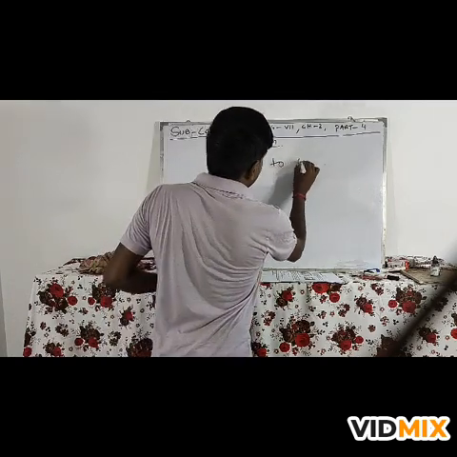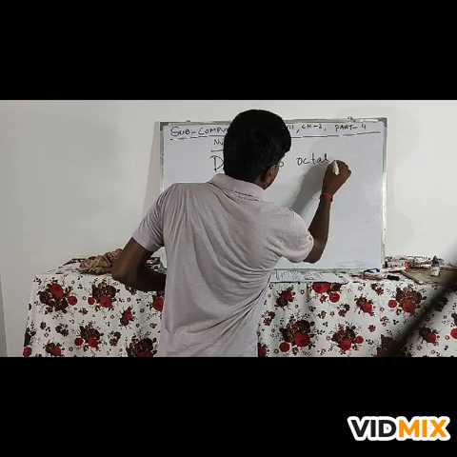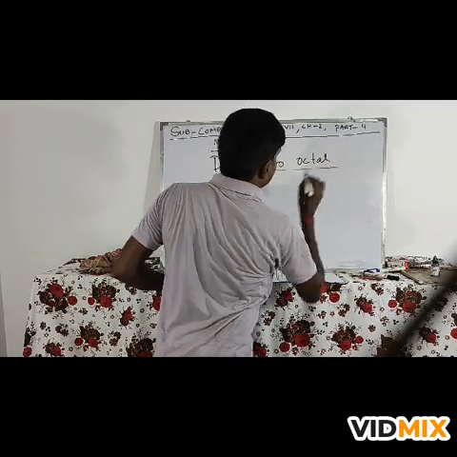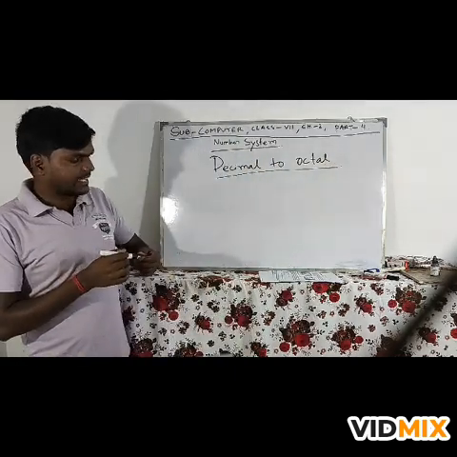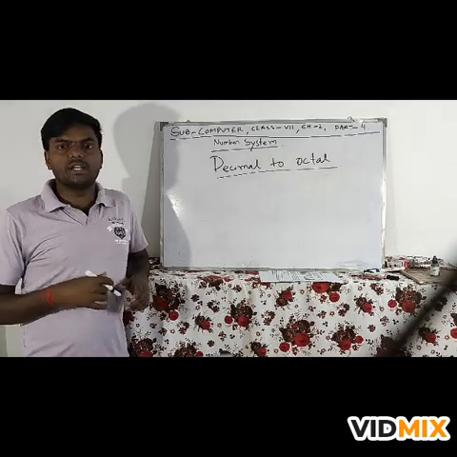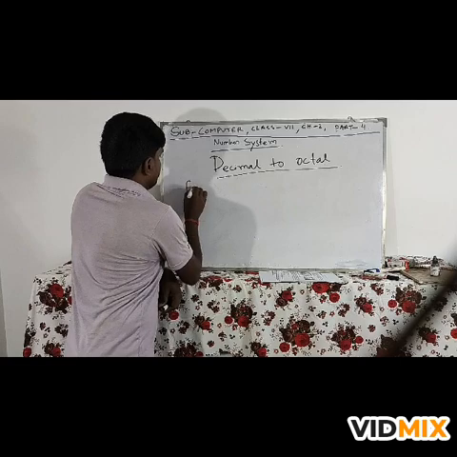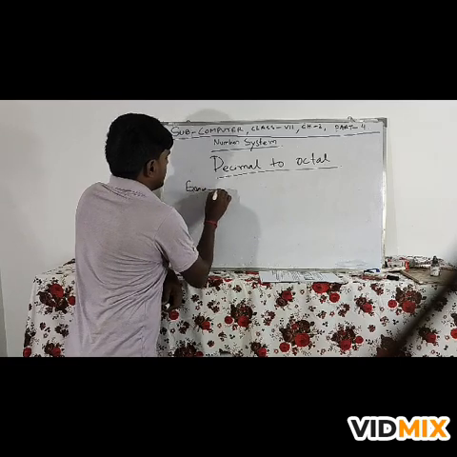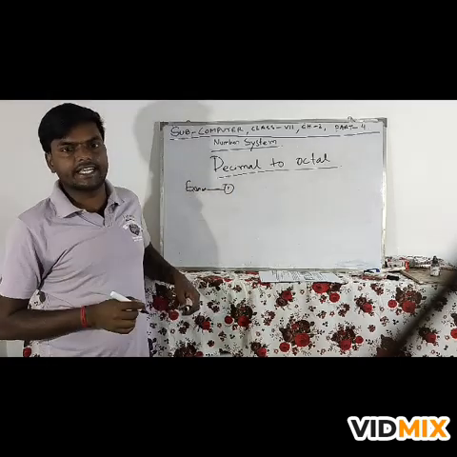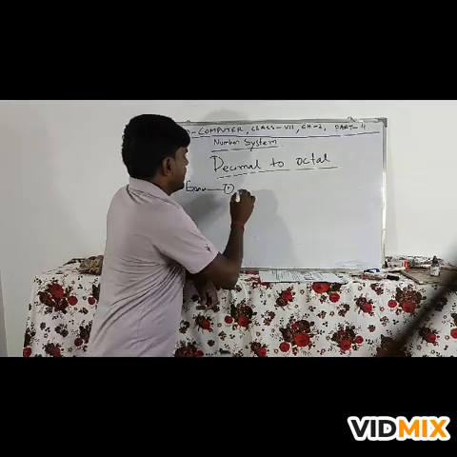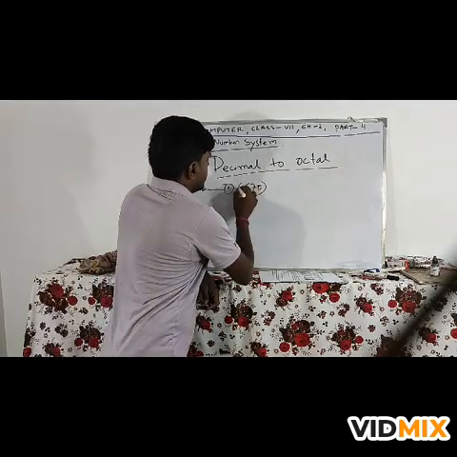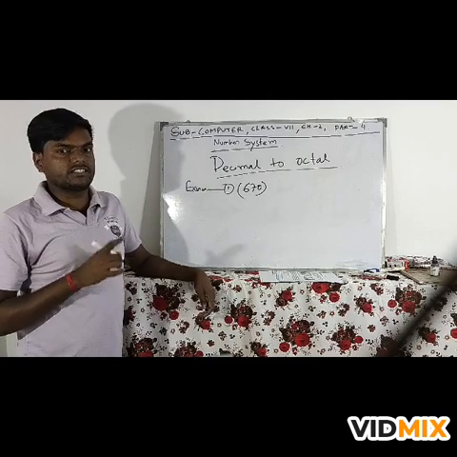Decimal to octal conversion. First we'll take a problem and explain. Example 1: 670. That is the first problem.